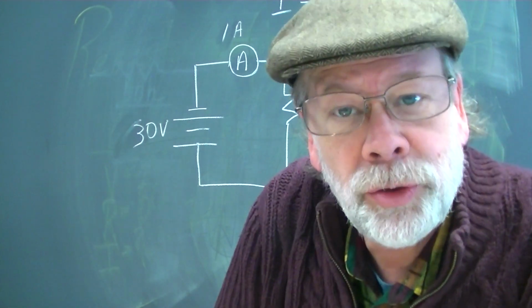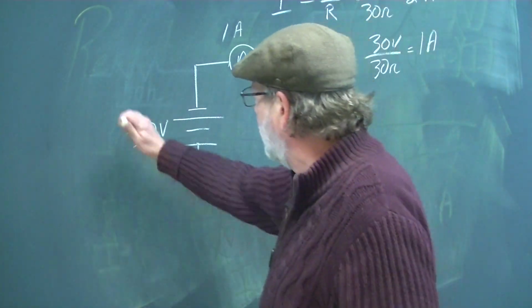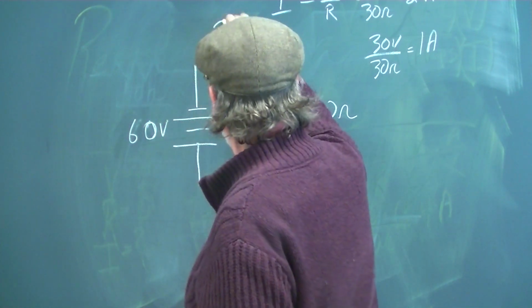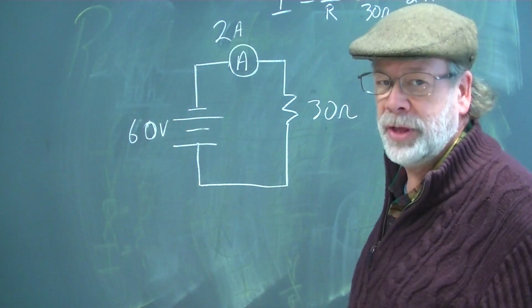What if I was not able to control that voltage or wanted to do it a different way, so I left it at 60 volts? Oh, I'm back up to 2 amps then. How can I change that?